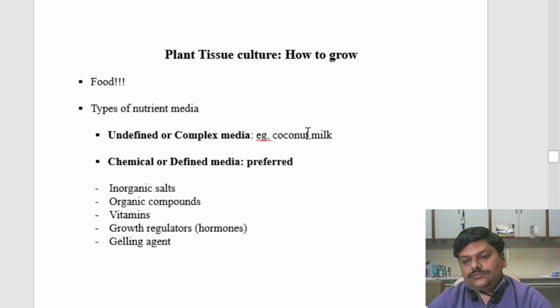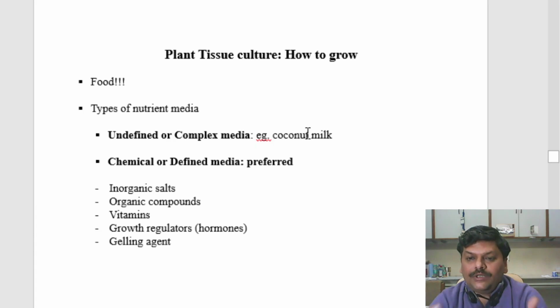Now, if we have instruments and if we have a plant tissue culture lab, how to do plant tissue culture, or how to grow our plants? Plants need food. For tissue culture also, our explants need food. So in plant tissue culture, mostly media are divided into two types: undefined or complex media, and chemical or defined media. As the name suggests, undefined and complex media are those media for which we exactly do not know what their ingredients are. Say, for example, coconut milk.